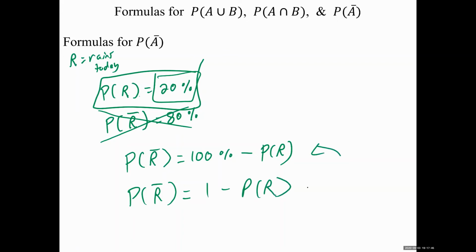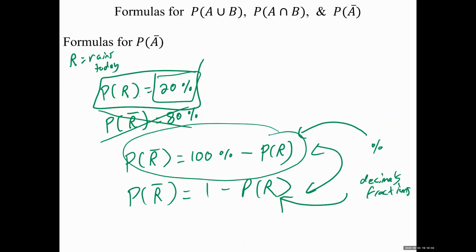So which one do you use? Again, if the probability is given as percentages, use this one. If it's decimals or fractions or anything else besides percentages, then you'll use the bottom one. They're basically the same formula. But I'm telling you that because sometimes I see people use this one when there's decimals and then things get weird. Okay, so that's all.